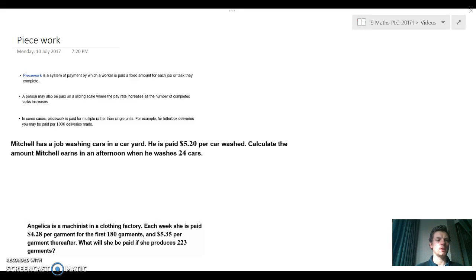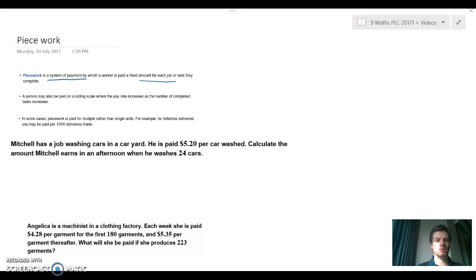So today we're looking at piecework, and piecework is a system of payment in which a worker is paid a fixed amount of money for a job that they complete. So this can be done on a sliding scale as well, so you might be paid, say, $10 for the first 5 items you produce, and then $15 thereafter.